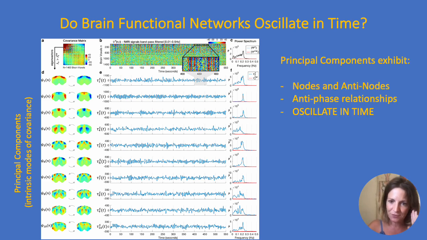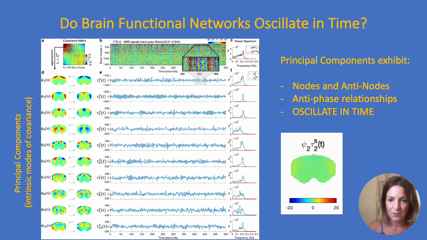So there are these features that are really important to capture: these principal components exhibit nodes and antinodes in the wave patterns. Some modes, not all, exhibit antiphase relationships, in the sense that some antinodes are in phase and in antiphase with the others. And also they oscillate in time. So here, for example, I'm showing mode number 2 multiplied by its temporal signature. As you see, it fluctuates between positive and negative representations of the mode, right?